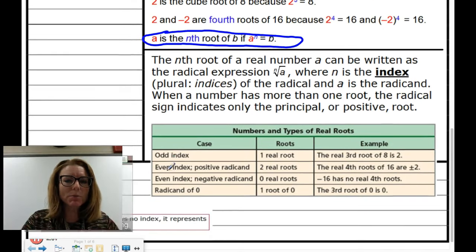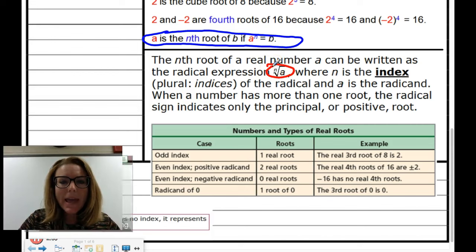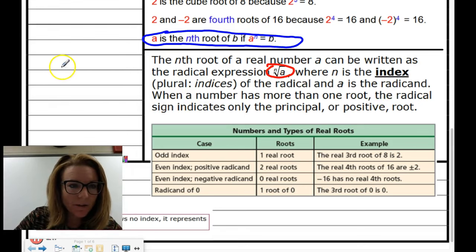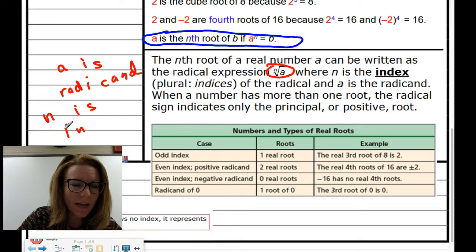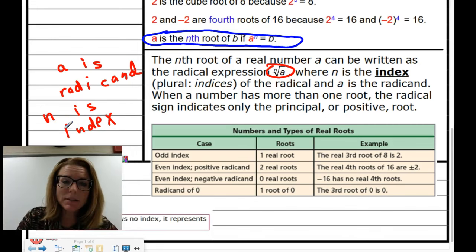So now let's go over some terms. If you look right here, I'm going to circle this since it's not highlighting for me. A is called the radicand. A is radicand. N is the index. You need to memorize that because I'm going to use that a lot in class. A is the radicand, the number under the radical, N is the index. The table here is very important. We're going to use it today.